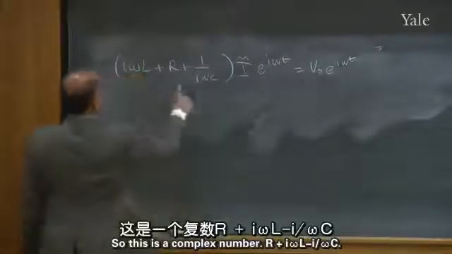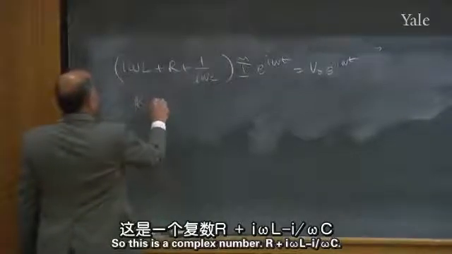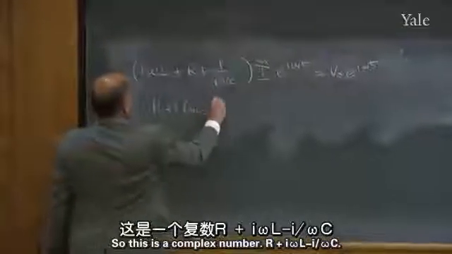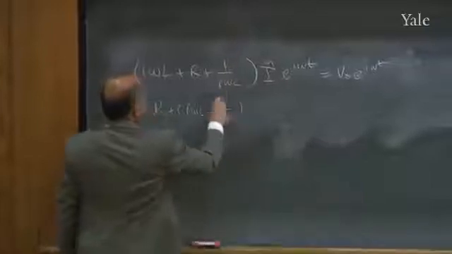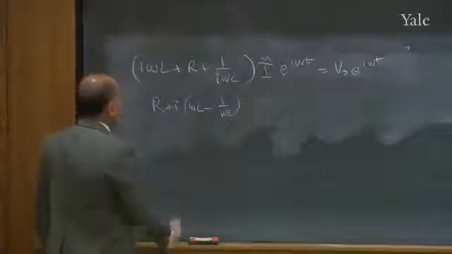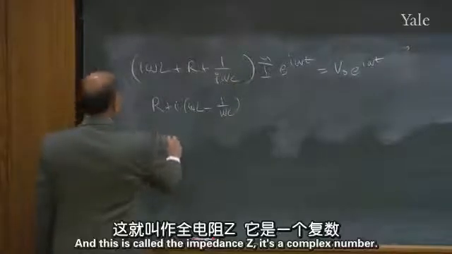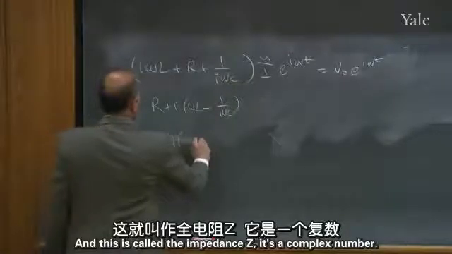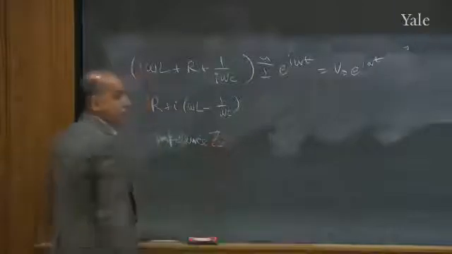So this is a complex number, R + i(ωL − 1/(ωC)). I want you to know that i in the bottom is like minus i in the top. And this is called the impedance, Z. It's a complex number.